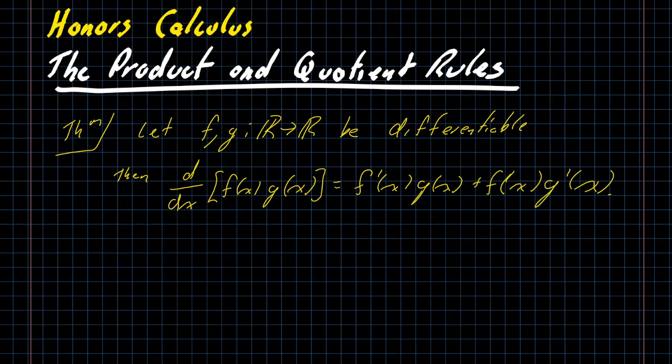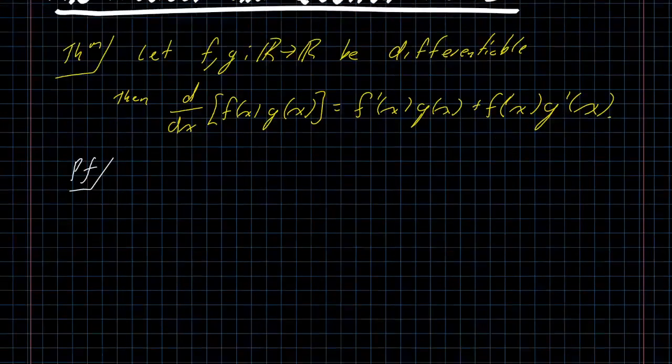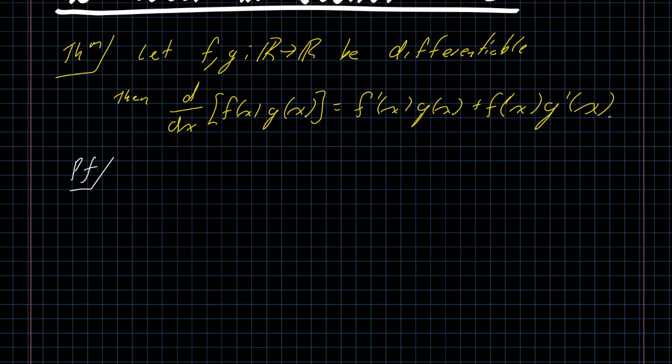And I claim that the derivative of the product f of x times g of x is f prime of x times g of x plus f of x times g prime of x. And in order to prove that, we're going to use some limits. That should be a surprise.